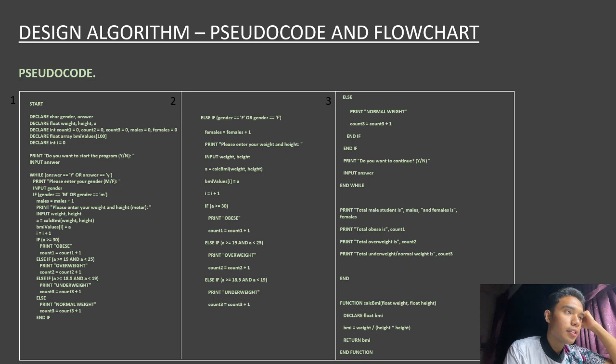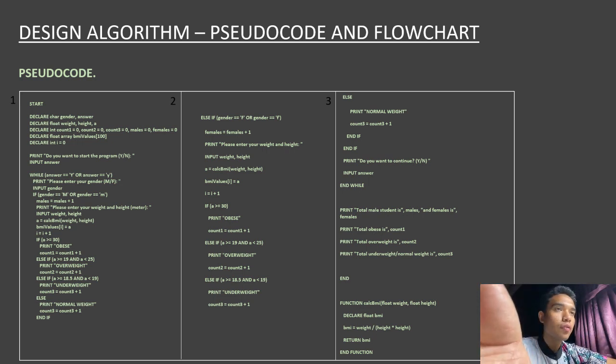Lastly, the program will display the total male students, total obese, total overweight, total underweight, and normal weight. And not forgetting the function to calculate the BMI, where we enter the float weight and float height. In this function, we declare the float BMI. To calculate the BMI, we divide weight by height to the power of 2, and we get the BMI, and we return the BMI to the selection control structure in this loop. So that's all from the pseudocode.